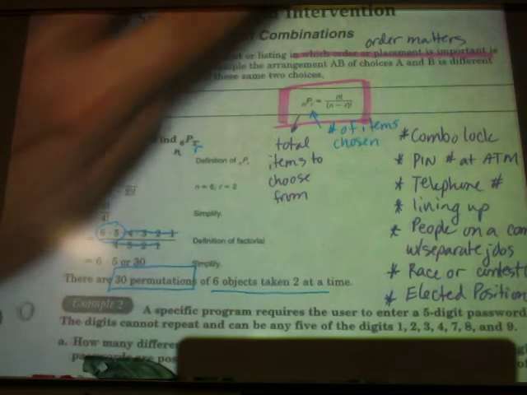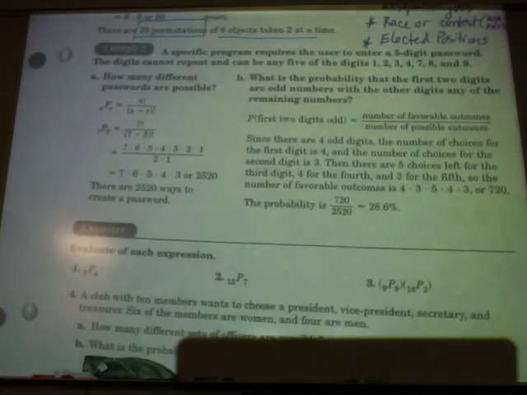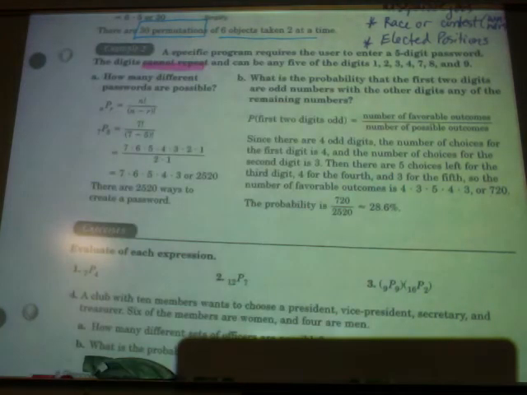All right, look at example 2. A specific program requires the user to enter a 5-digit password. Each of those digits, by the way, is an event. So remember yesterday, we were figuring out the total number of outcomes. The digits cannot repeat, so that's important. Yesterday we did a lot of repeating, right? And it can be any 5 of the digits 1, 2, 3, 4, 7, 8, and 9.